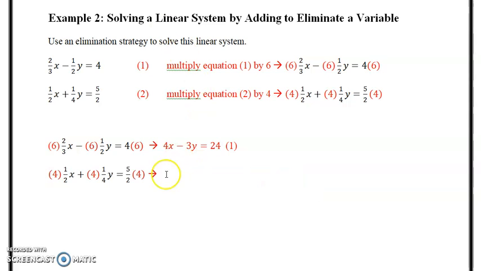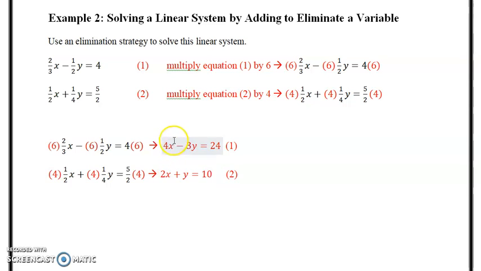Next equation, let's do the same. 4 times 1 is 4, divided by 2 is 2, so we end up with 2x plus, and then it's 4 times 1 divided by 4, so it's obviously just y. And then 4 times 5 is 20, divided by 2 would be 10. And there's our second equation.